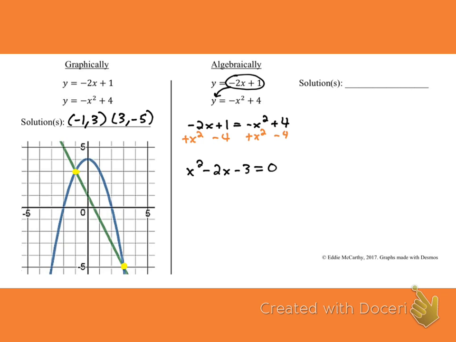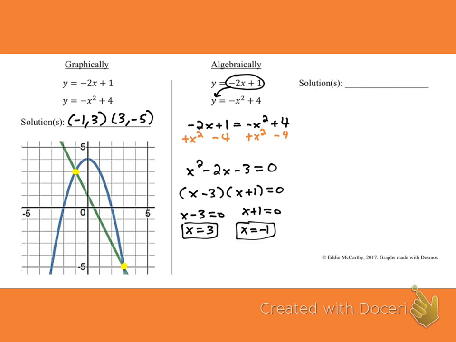So here I got a trinomial. There's no GCF, but it's looking like I can factor it. What are two factors of negative 3 that add to give me negative 2? Good. Negative 3 and 1. X minus 3 times x plus 1 equals 0. I'll set both factors equal to 0. So x minus 3 equals 0 gives me x equals 3. X plus 1 equals 0 gives me x equals negative 1.